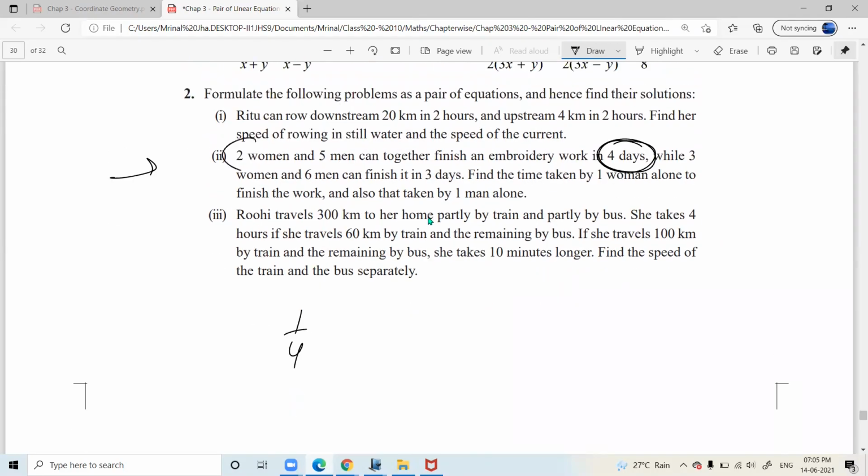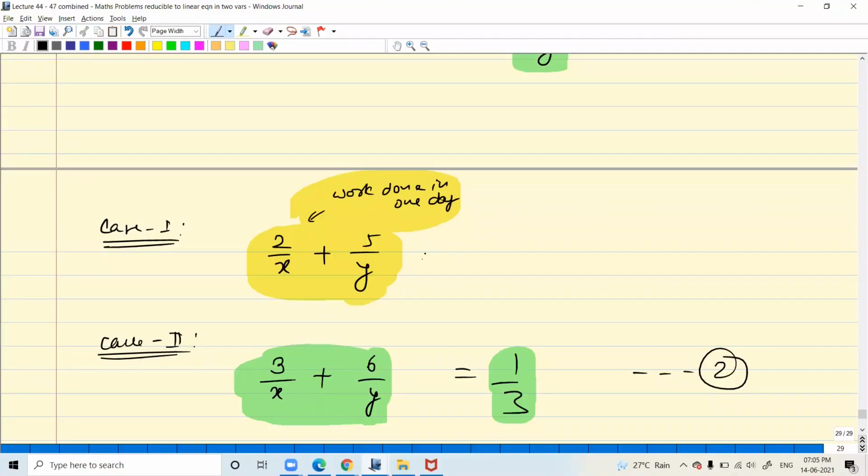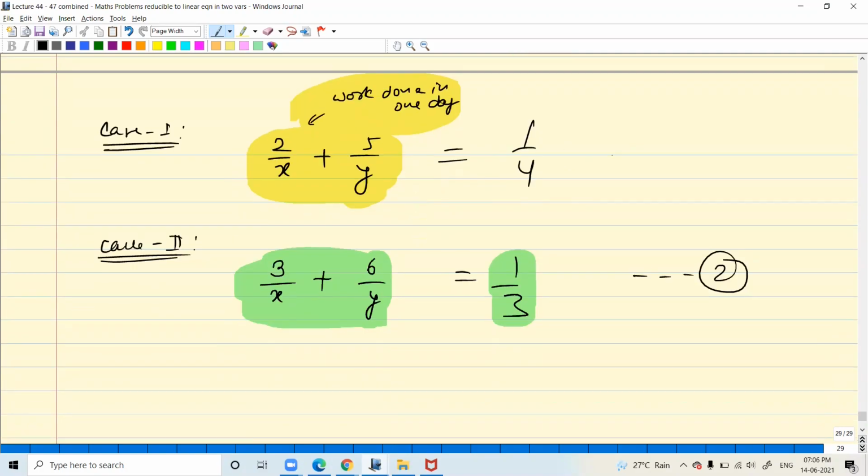So these people, 2 women and 5 men, how much amount of work do they have to do every day? 1/4 of the total work they have to do, no? Understood, sir. Yes, they have to do 1/4 of the work, and they are doing this much work. Since they are completing the work on time, we can say that 1/4 of the work is needed to be completed every day. So they are doing that much amount of work every day. So the second case is exactly the same.